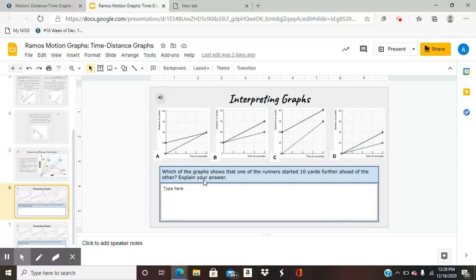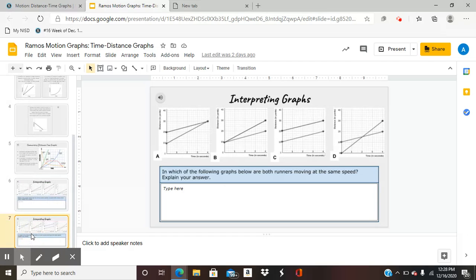So on slide 6: which of the graphs shows that one of the runners started 10 yards further ahead of the other? Explain your answer. Is it A, B, C, or D? Slide number 7: in which of the following graphs below are both runners moving at the same speed? Is it A, B, C, or D? And please explain your answer.